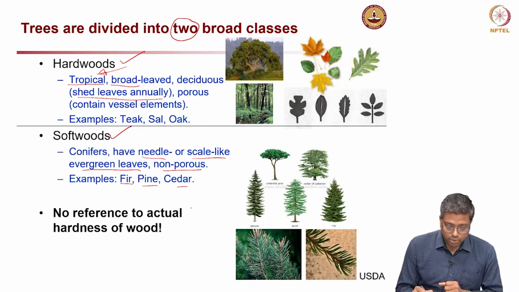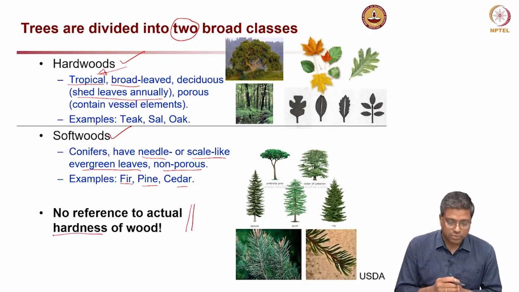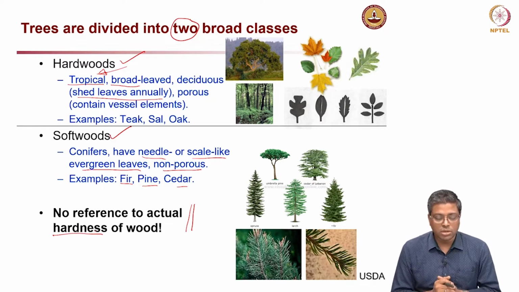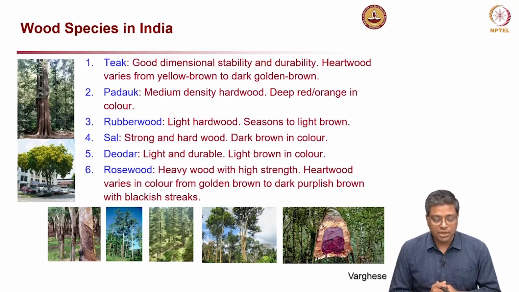Now, one more important thing is that the names hardwood and softwood do not reflect the mechanical hardness of the wood. The hardness of the wood has nothing to do with these terminologies of hardwood and softwood. Just remember that. Then, what are the types of wood or species available in India?